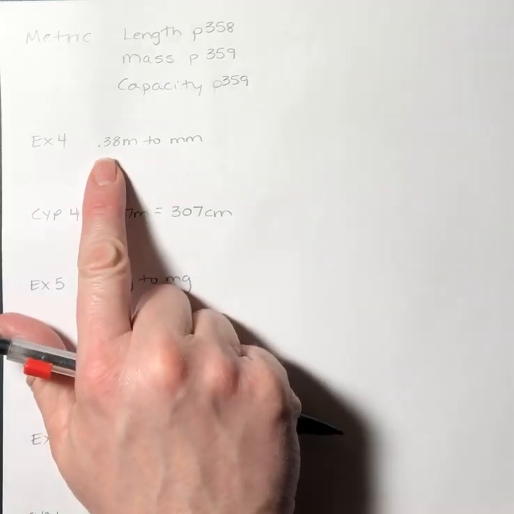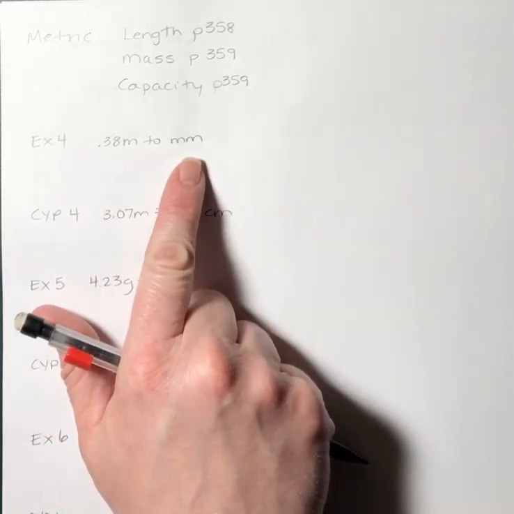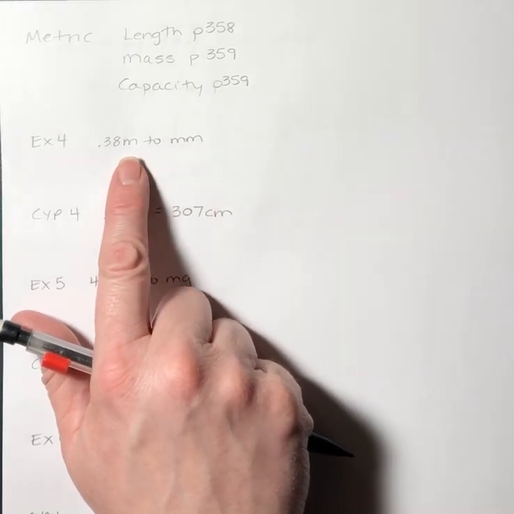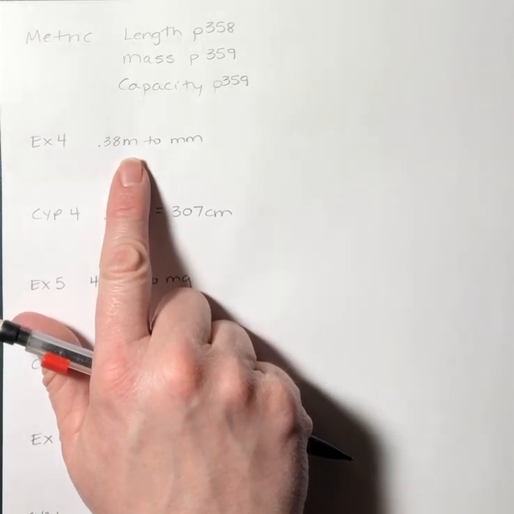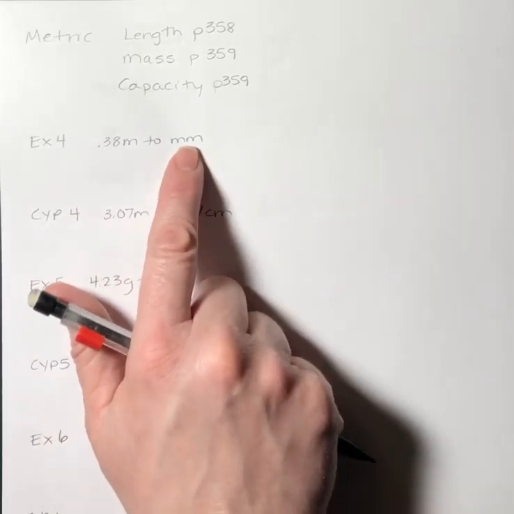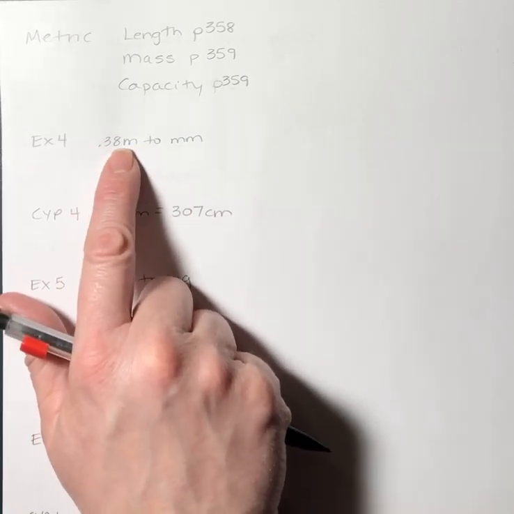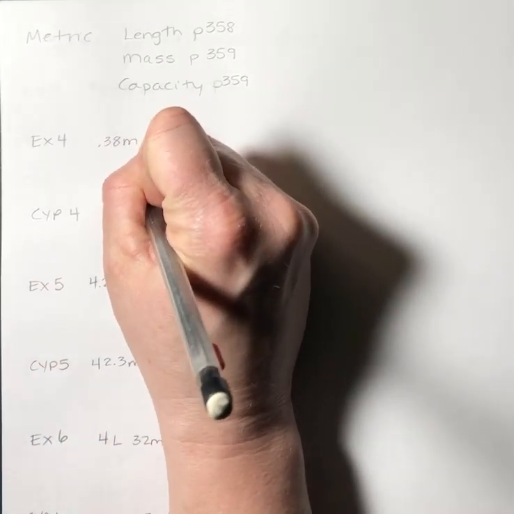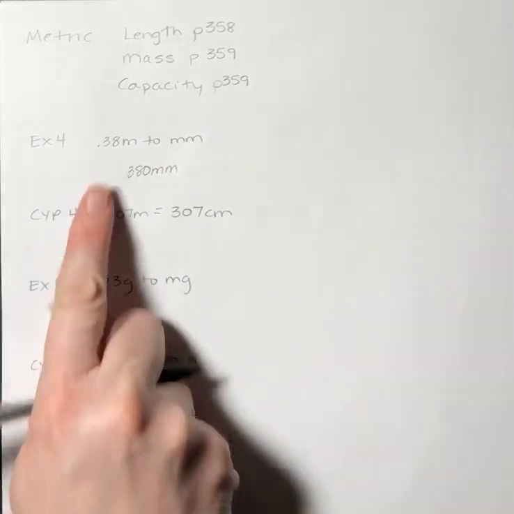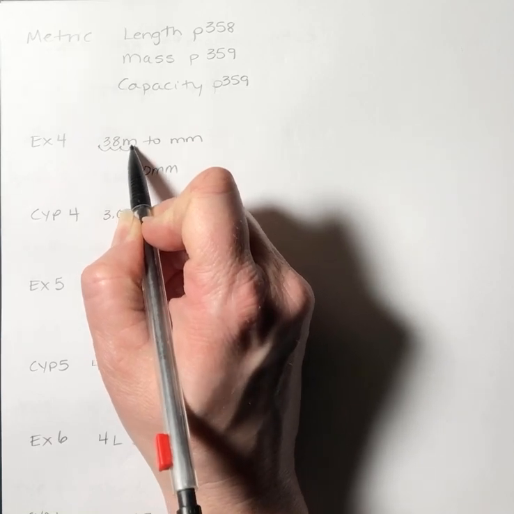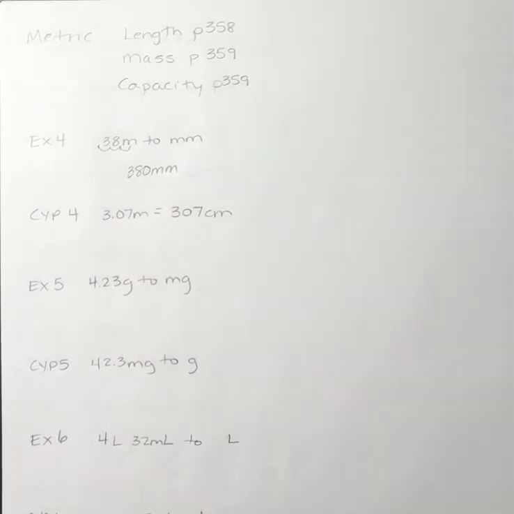So I'm converting 0.38 meters to millimeters. So on the chart, on my list on page 358, I would have to move 3 places, okay? So I'm going from a bigger unit to a smaller unit, so my number is going to get bigger. So I'm going to multiply by 10 3 times or move my decimal point 3 times. So I would have 380 millimeters. When I move my decimal point 1, 2, and when I go to move it a third time, there's no number there, so then I put a 0 in as a placeholder, okay?